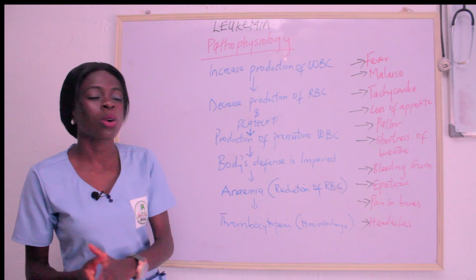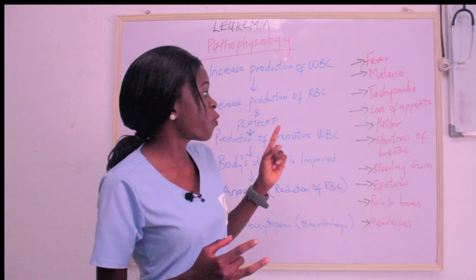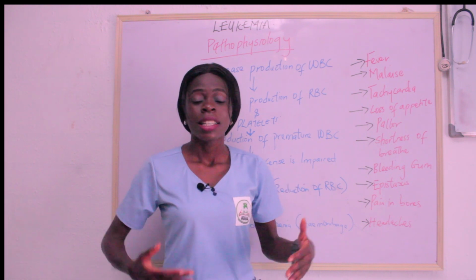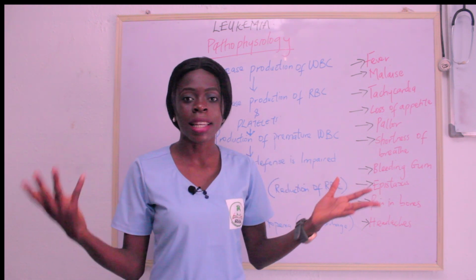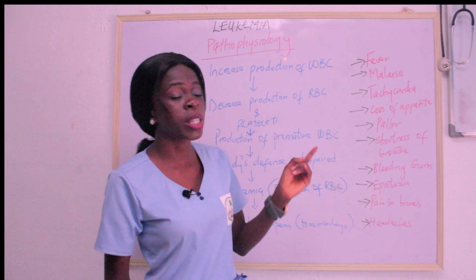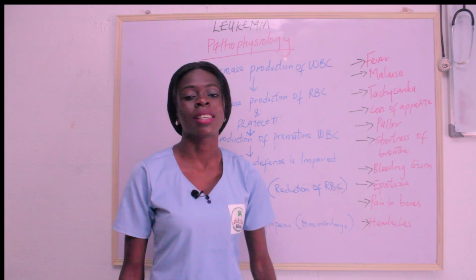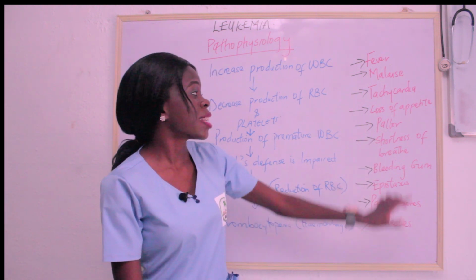And that now results to the signs and symptoms of leukemia. The first here is fever. These cancerous cells are sending signals to the body that there's something wrong. So that leads to what? Increase in body temperature. There's malaise. This patient is easily fatigued, easily tired. So there's malaise.